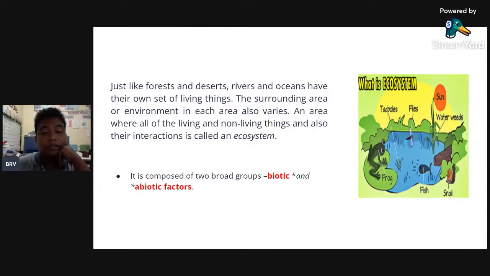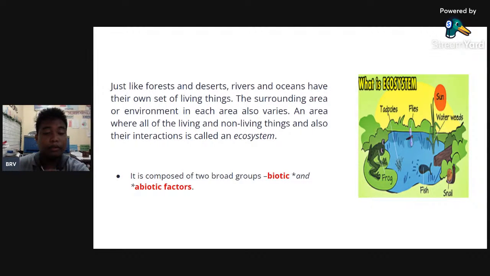So just like forests and deserts, rivers and oceans have their own set of living things. The surrounding area or environment in each area also varies. An area where all of the living things and non-living things and also their interaction is called an ecosystem. So from the definition, forests, deserts, rivers, oceans have their own set of living things, and there are interactions between the living things and the non-living things.